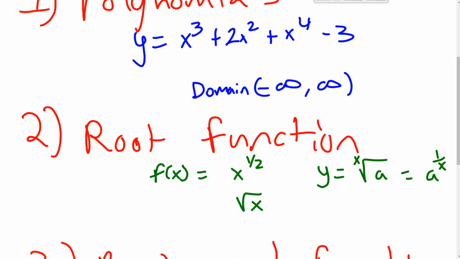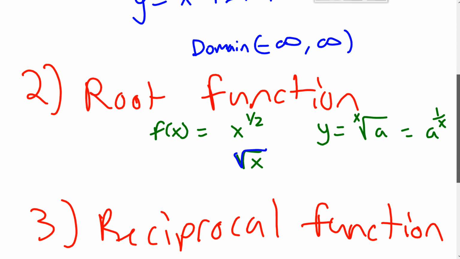This one, sometimes our domain changes based on what type of root it is. Square root, you can't have negatives in there. Cube root's fine, so any odd is fine. But even, we're going to have restrictions on that domain that we can put in there.